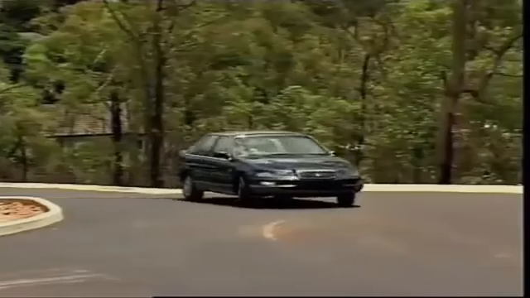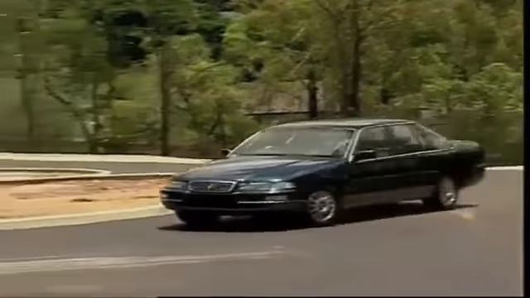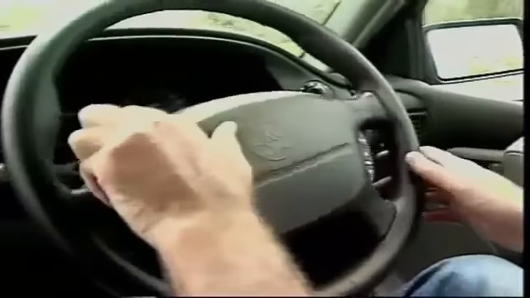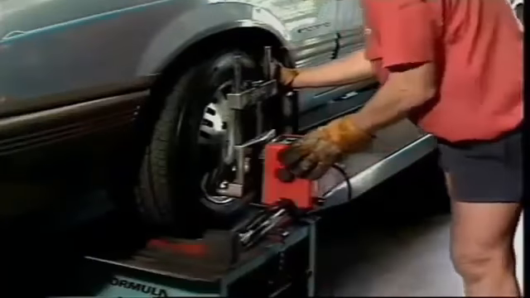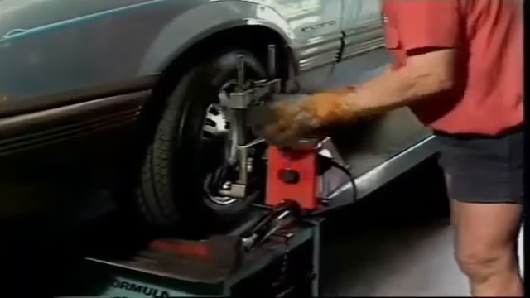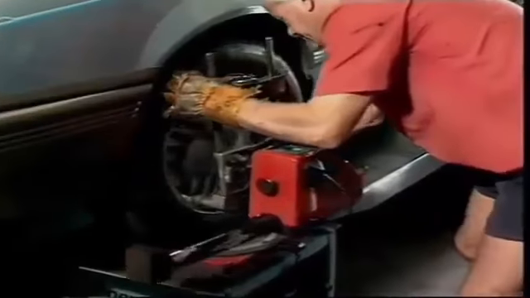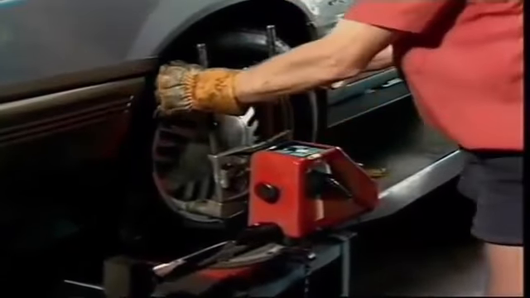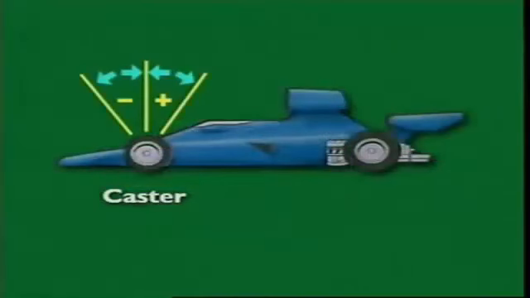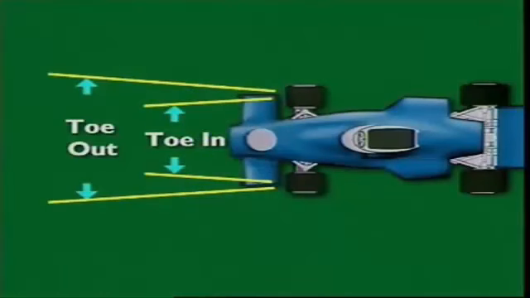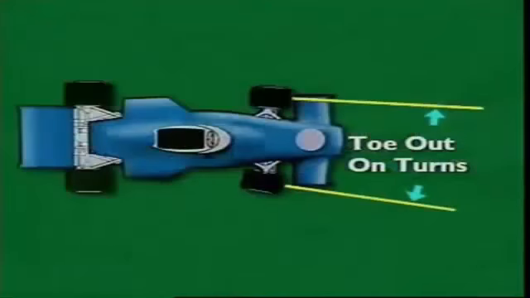Similarly, little effort should be needed to turn the vehicle into curves or to let it return to the straight ahead position when the curve has been negotiated. Wheels are installed on the suspension units at certain angles to provide for these factors. These angles taken together are called wheel alignment. The factors that affect wheel alignment are camber, caster, steering axis inclination, toe in, toe out, and toe out on turns.